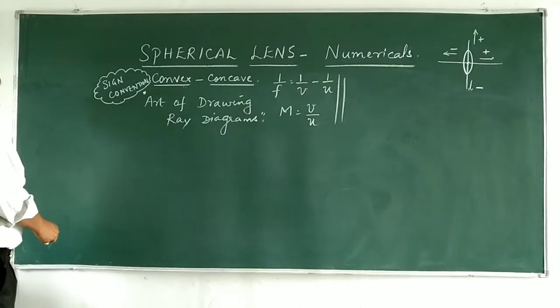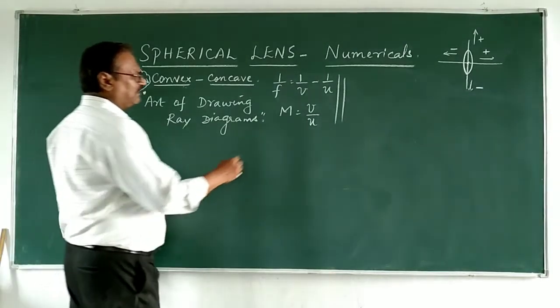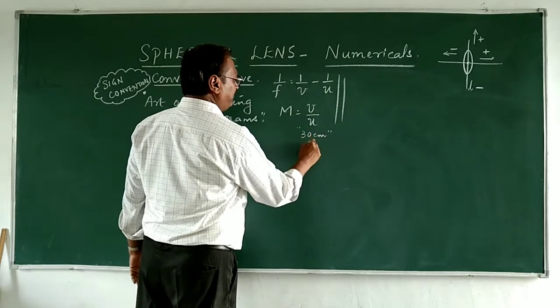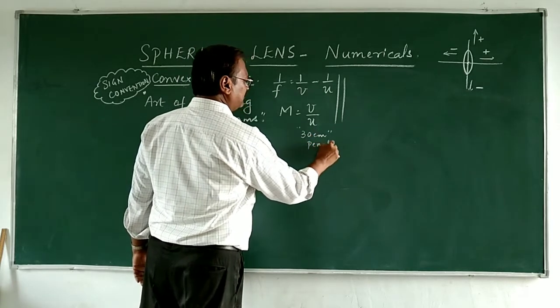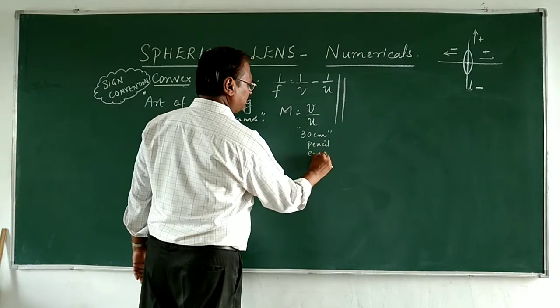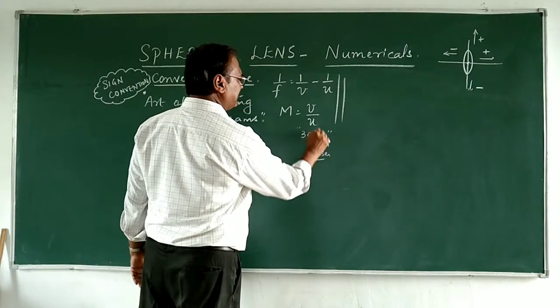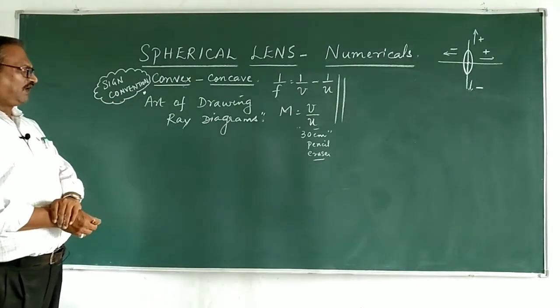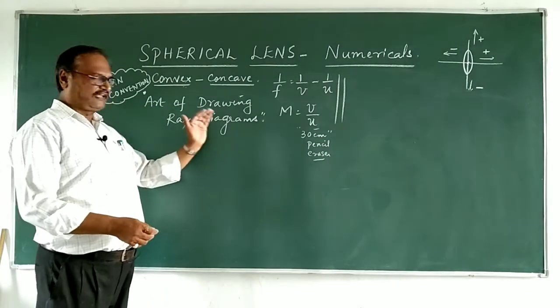What you just need is a 30 centimeter scale and a pencil, and you need an eraser. These are the basic necessities to draw a neat diagram. This is the art of drawing ray diagrams.